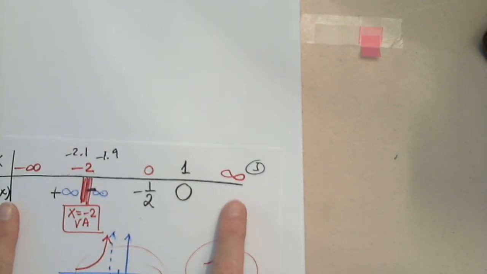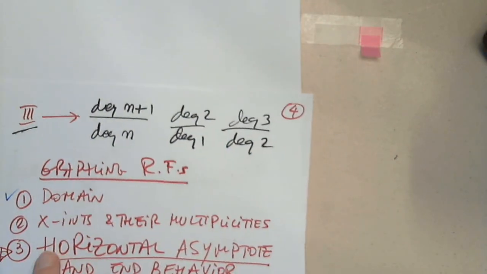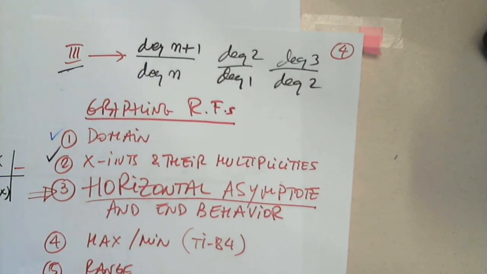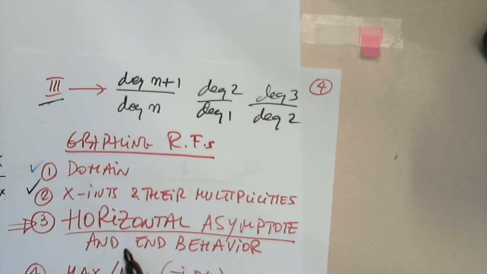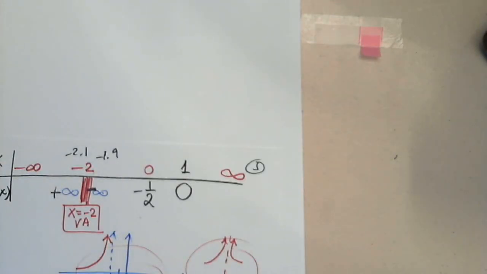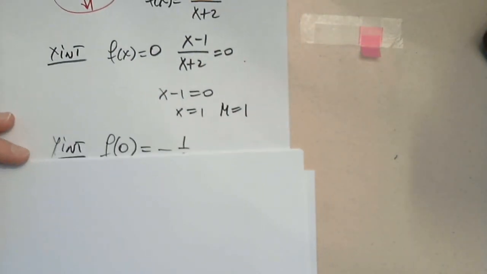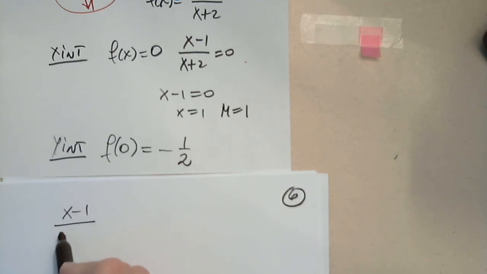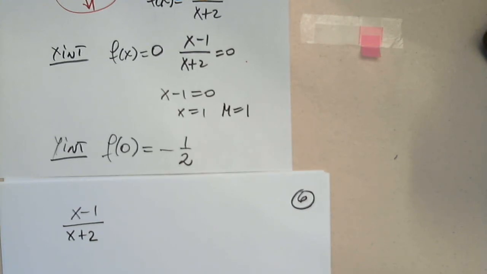One more item. We're interested now in the end behavior. As you see, we finished this. We're going to talk about this in a minute: horizontal asymptote and end behavior. Okay, so let's talk about that. So the function is x minus 1 over x plus 2. Forget about the numerator, the denominator. Just tell me the degree of the numerator.